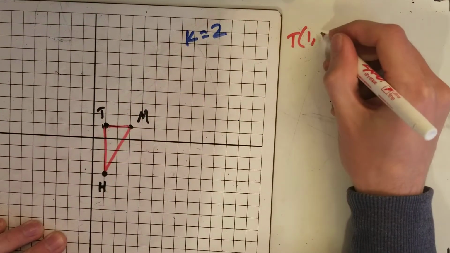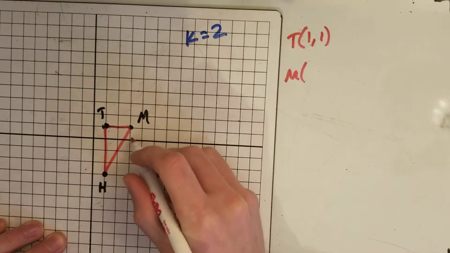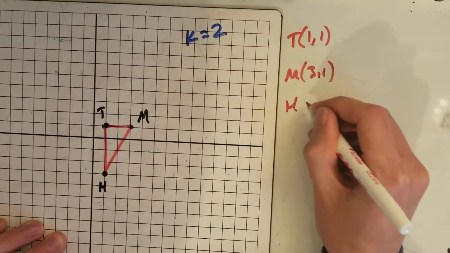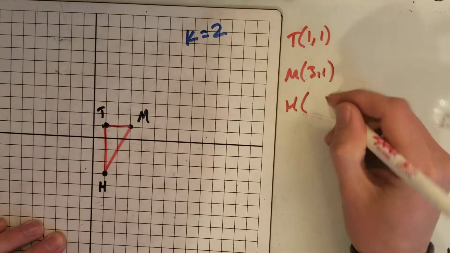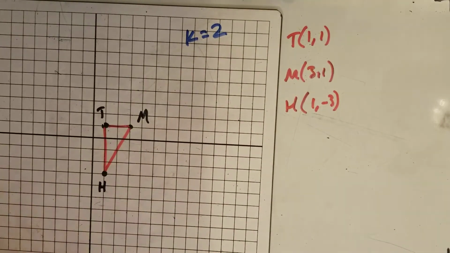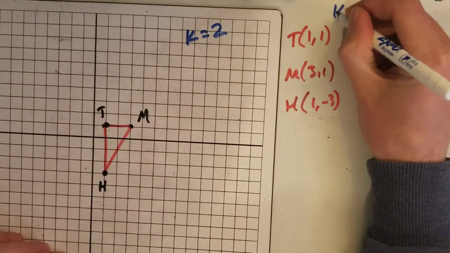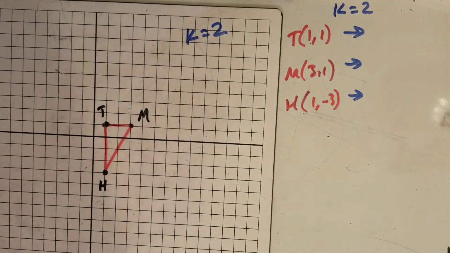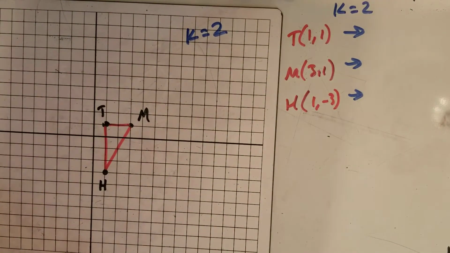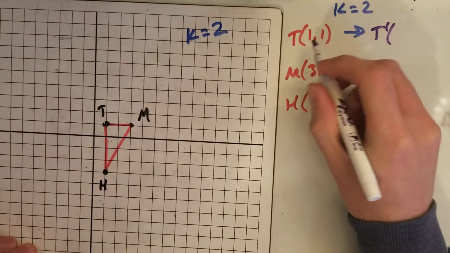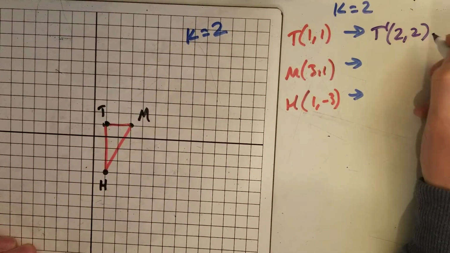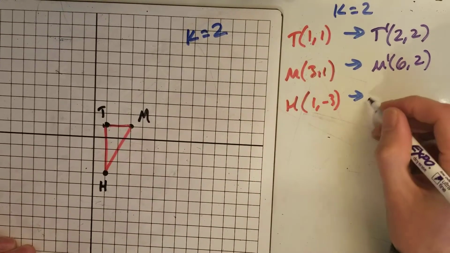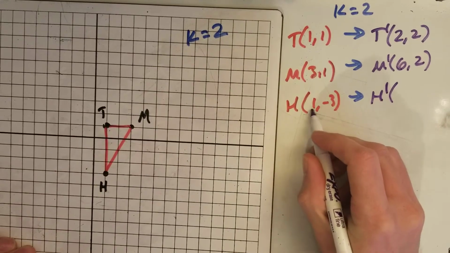T is 1, 1. M is 3, 1. And H is 1, negative 3. Our scale factor is K equals 2. So that's what we're changing by, K equals 2, and we'll end in, let's go with purple. So T prime, everything is going to double, is going to become 2, 2. M prime is going to become 6, 2, and H prime is going to become 2, negative 6.